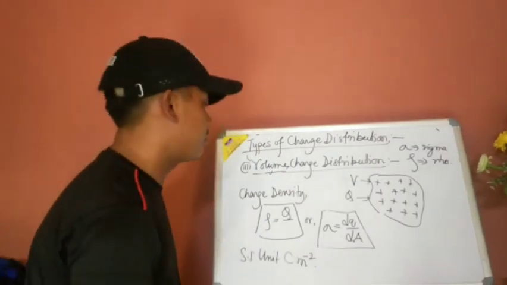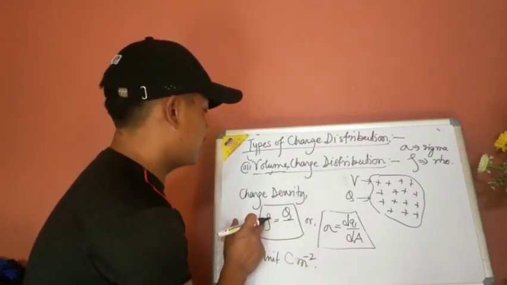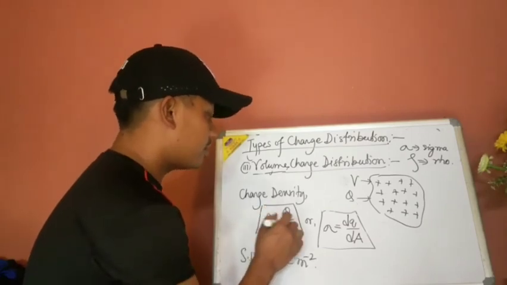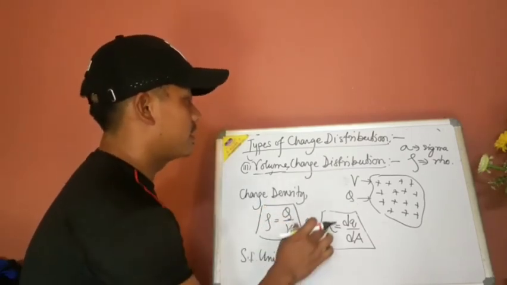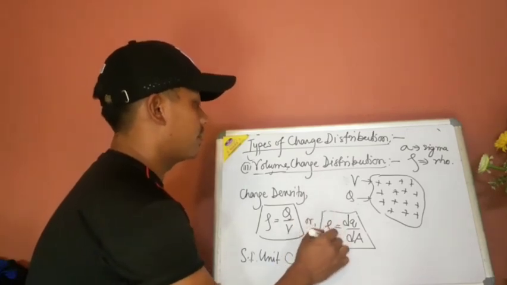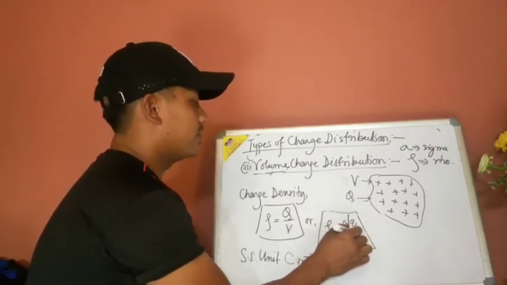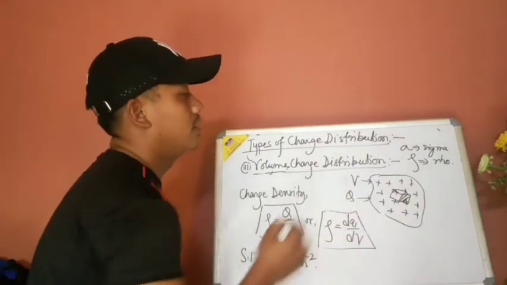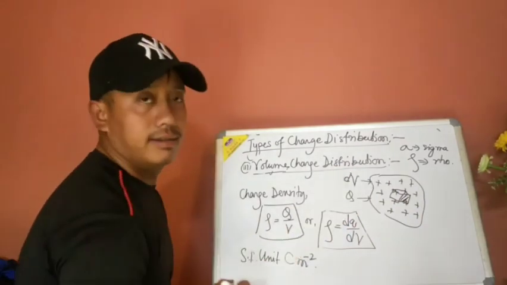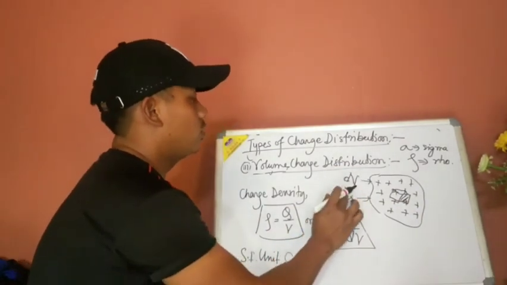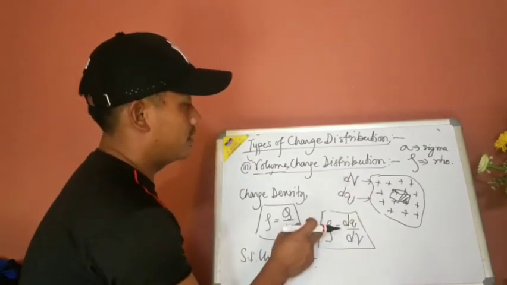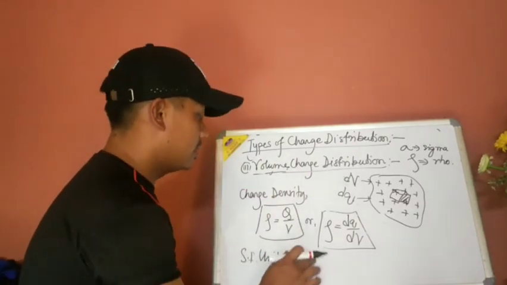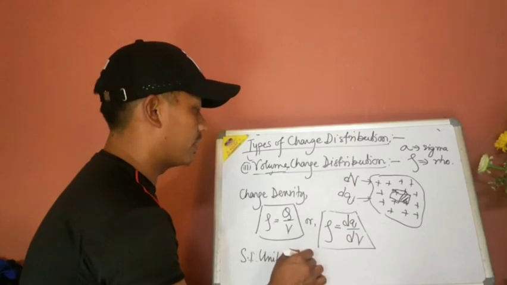You might have come across this in class 10. Charge density is defined as charge divided by volume. But similarly here in this case also, rho will be dq divided by dv. When you take a small volume dv, the small charge enclosed will be dq. Then obviously rho will be equal to dq by dv. Then how much will be the SI unit? Very easy now. It will be coulomb per meter cube.